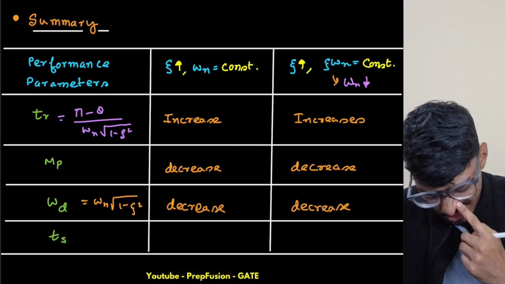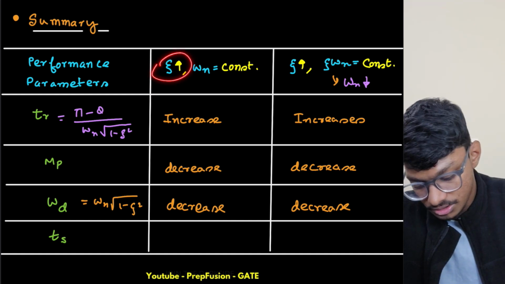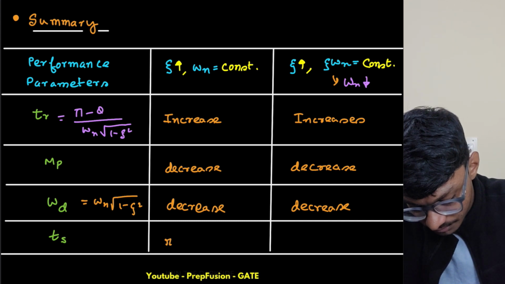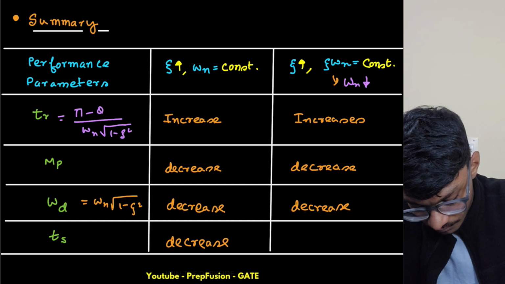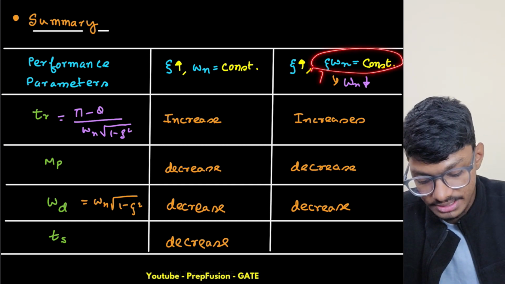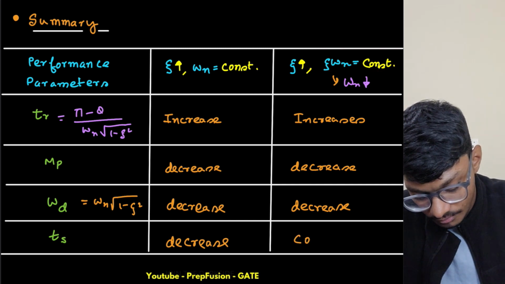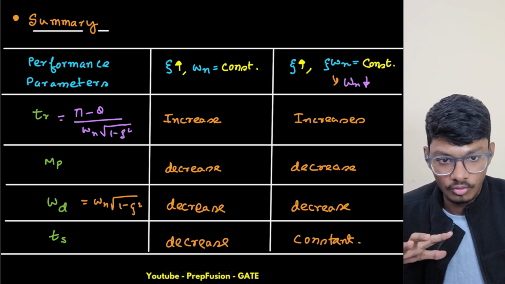This is very important. Now what is happening to settling time? Settling time is inversely proportional to zeta omega n, as settling time is 4 upon zeta omega n. Here zeta omega n is constant, so my settling time will also be constant. Okay, so yeah, this is basically the summary of all these things.